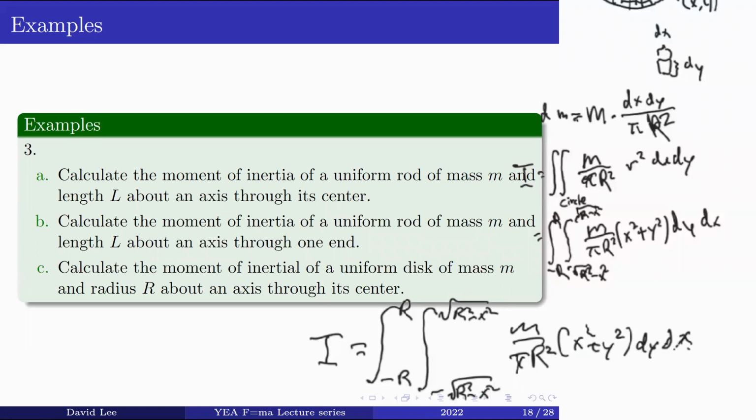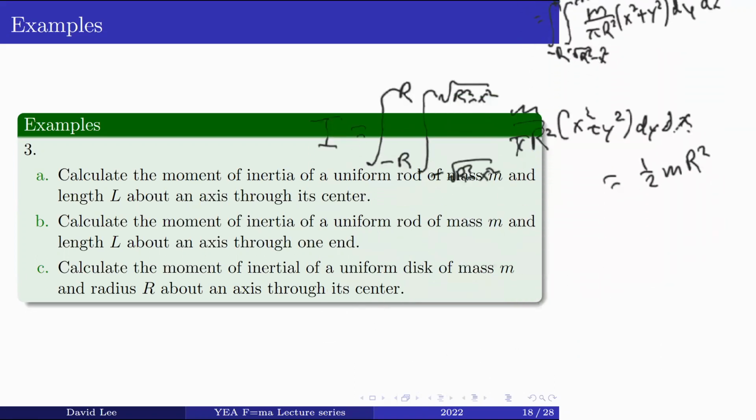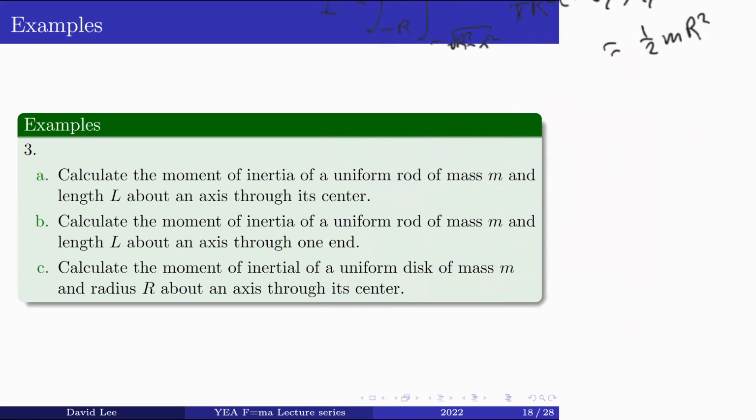I think it looks okay, but it is quite tedious. And by the way, if you do this, you should get an answer of 1/2 mr squared. But there is a faster way, which is using symmetry. A lot of times in physics, you can use symmetry to make your calculations easier and much quicker and not messy like that.